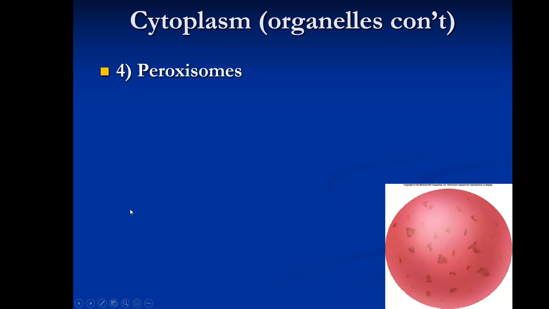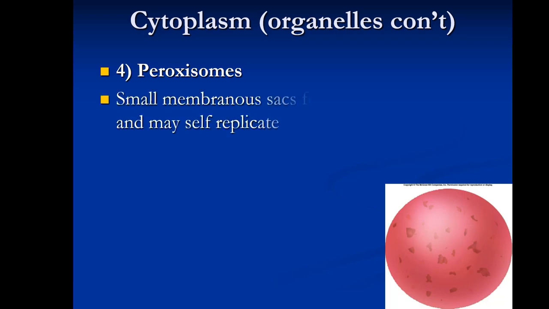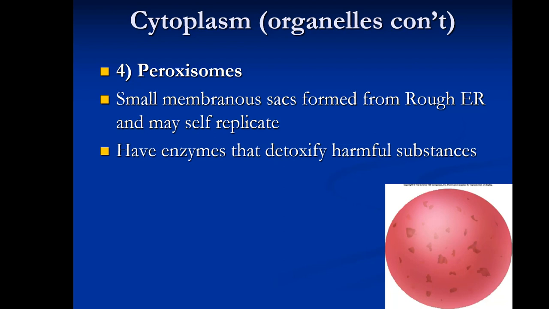Another organelle that's very similar to the lysosome are called peroxisomes. Peroxisomes are not formed from the Golgi apparatus. These come directly from the rough ER, and they can actually replicate themselves. But they're a little bit different than lysosomes because they are more focused on detoxifying harmful substances as opposed to just taking care of general waste. These target more toxic substances, but they do help clean up the cell also.